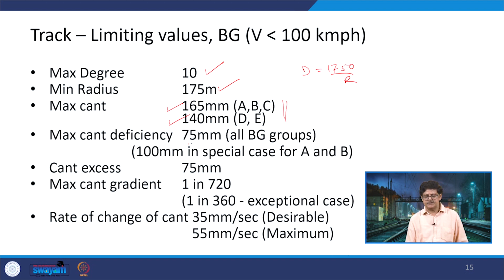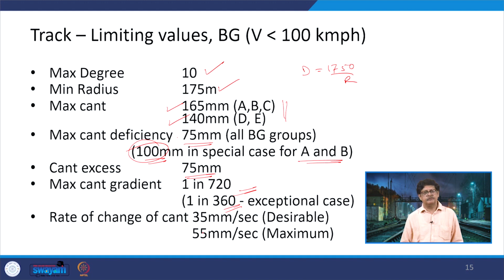Then maximum Cant deficiency is considered as 75 mm for all broad gauge groups, that is A, B, C, D and E. In some special cases on A and B routes, it can be taken as 100 mm. So, if you are talking about the Shatabdi route, a high speed route, or the Rajdhani routes, there is a possibility of taking the value as 100 mm. And Cant excess is taken as 75 mm. So, deficiency and excess are more or less the same at 75 mm, but in some cases Cant deficiency can be increased to 100. The maximum Cant gradient is 1 in 720, and in exceptional cases we can go to 1 in 360.